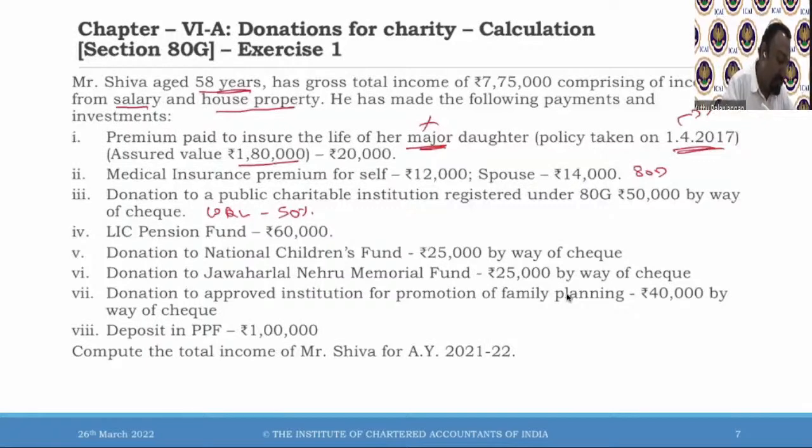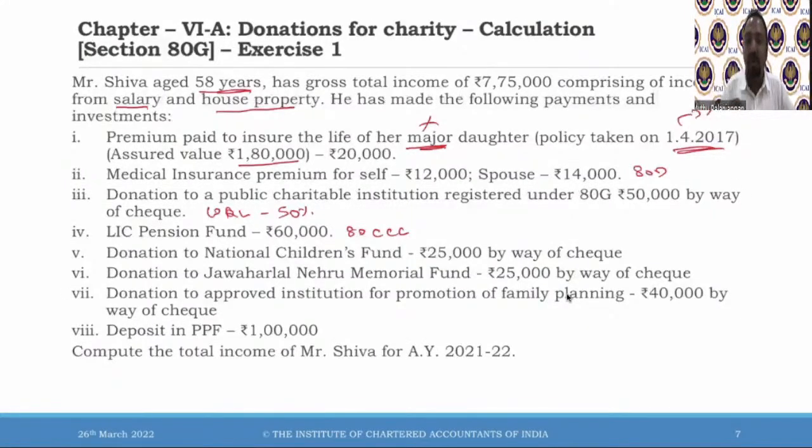So that's the thing. Next is LIC pension fund of 60,000. So this is 80CCC. Donation to National Children's Fund. Is that part of this 11? Just think through the 11 donations that we discussed. Two for 100% with qualifying limit. What was that? Family planning and Indian Olympic Association relating to sports development. So that is two things that we discussed. Then we discussed 5 with qualifying limit. So this National Children's Fund is not in those 7, correct?